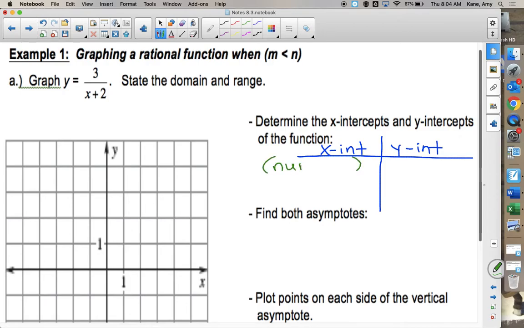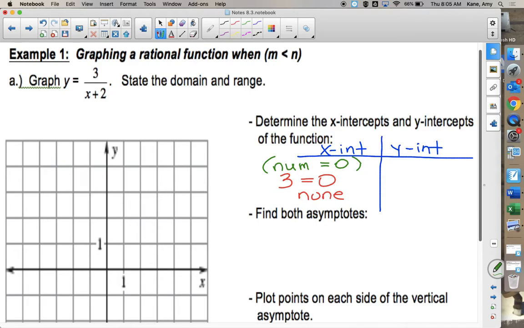Right, we're setting the numerator equal to 0. So in this case, if the numerator is 3 and you set that equal to 0, what does that mean about the x-intercept? It's undefined. There is none because 3 doesn't equal 0. So it's not going to cross the x-axis. So the numerator equals 0 is the x-intercept.